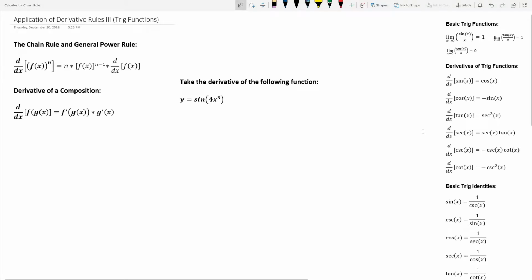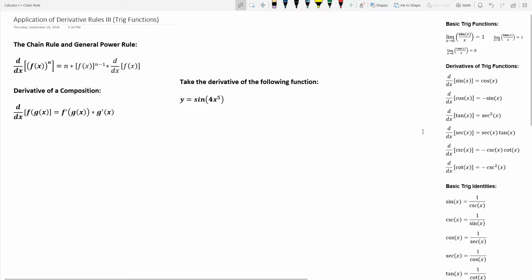So in continuing our application of derivative rules, this is the third video, we're asked to take the derivative of the following trig function. So y is equal to sine of 4x to the fifth. Of course we want to be careful in looking at this. Sine of x is really sine of theta, or sine of an angle, and that's really what this is saying. So we want to be careful in how we break this apart and how we apply our derivative rules.